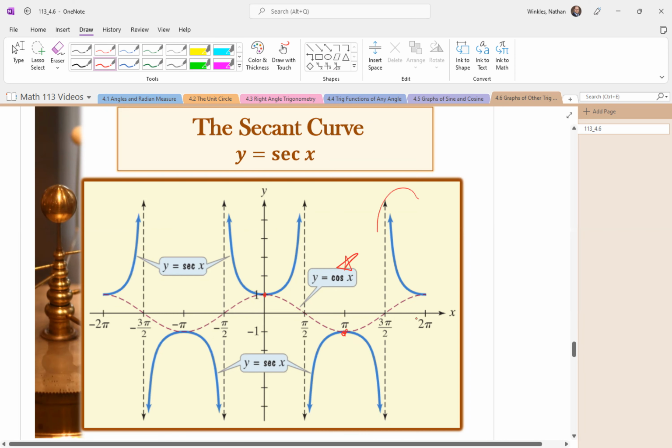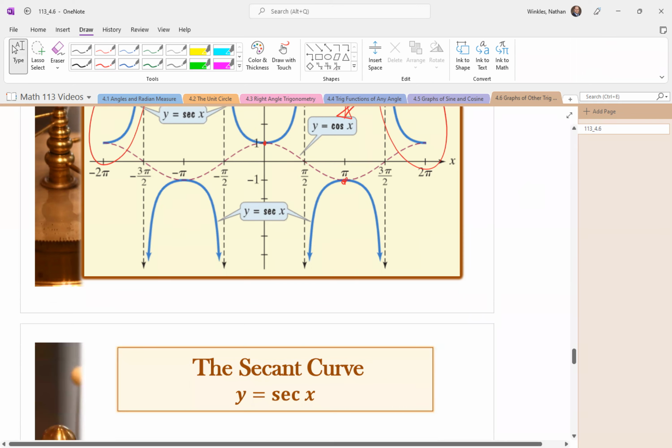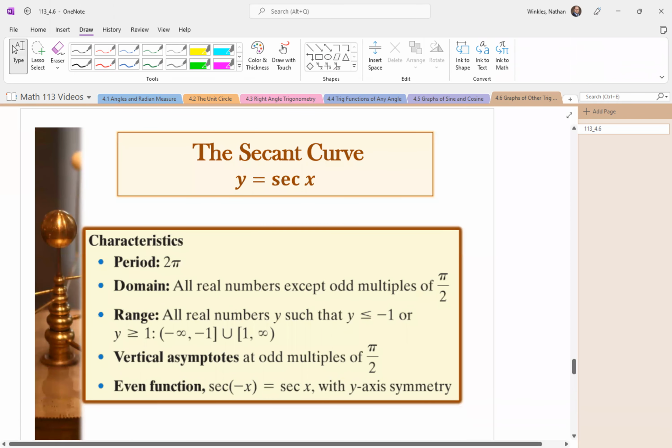And a lot of times we do include these little half pieces here. So just be aware that we do include those with our partial graphs. Some characteristics of our secant curve. It has a period of 2 pi because it's based off of our cosine curve. The domain is all real numbers except for odd multiples of pi over 2. And the range is all real numbers y such that y is less than or equal to -1 or y greater than or equal to 1. Vertical asymptotes at odd multiples of pi over 2. It is an even function, so secant of negative x is equal to secant of x. It has y-axis symmetry.